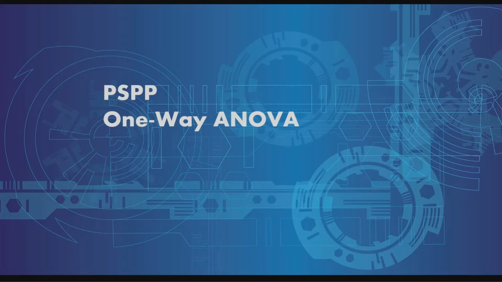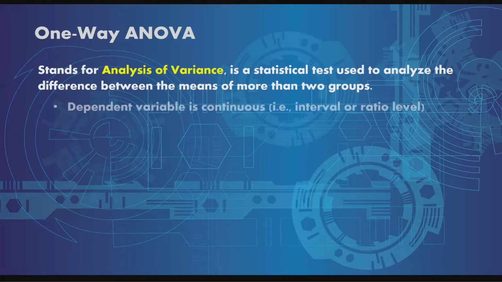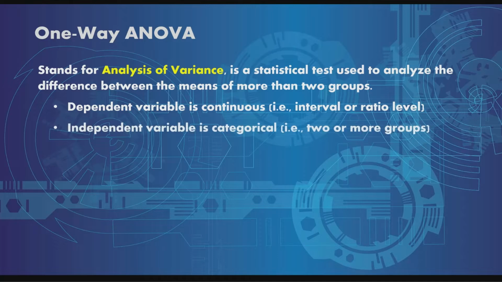In this short video clip, we're going to run one-way ANOVA. What is ANOVA? ANOVA stands for Analysis of Variance. Variance means differences. It is a statistical test used to analyze the difference between the means of more than two groups. In order to run one-way ANOVA, your dependent variable must be continuous, interval or ratio, and your independent variable must be categorical, two or more groups.